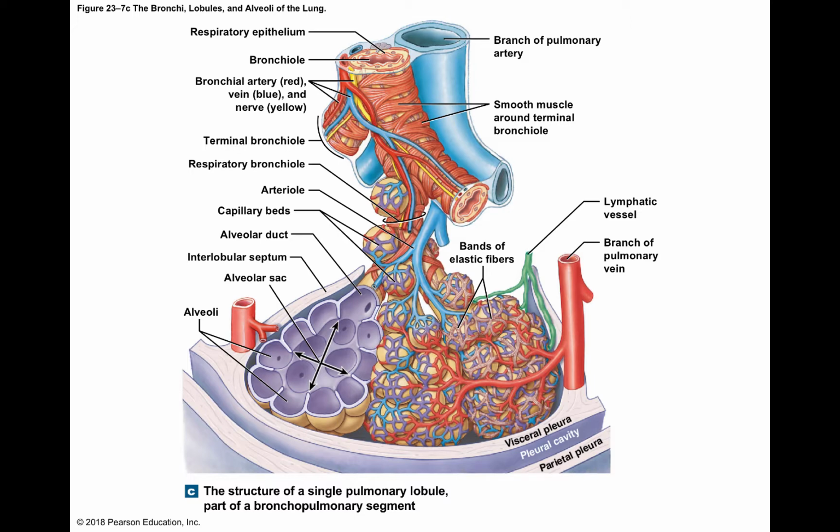So we can see the blood vessels. We can see the pulmonary artery coming down, branching into the capillaries, and then merging back together and forming that pulmonary vein. So while those capillaries are surrounding those alveoli, they're picking up oxygen. Okay, the capillaries are picking up oxygen from the alveoli.